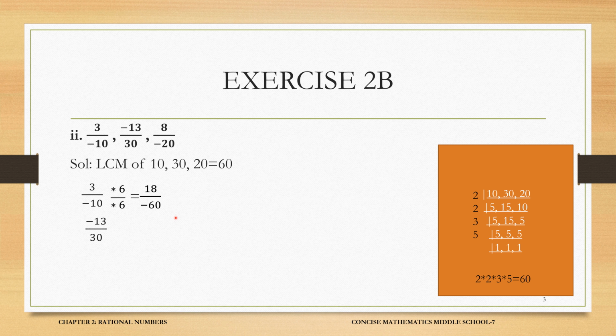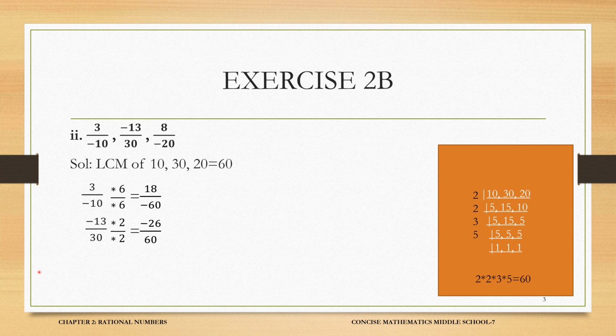Now similarly take the second rational number. For each number you have to repeat the same method. It is already 30, right? So you need to make it into 60. To make it into 60 you have to multiply it with 2. So plus into minus is minus. 13 twos are 26. 30 into 2 is 60.